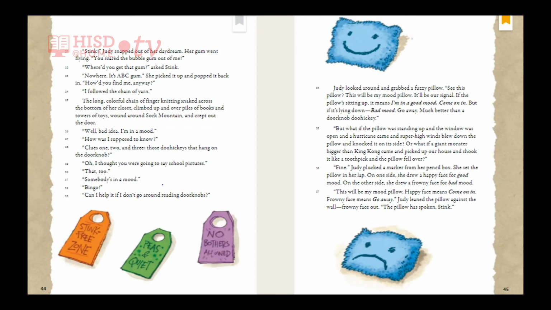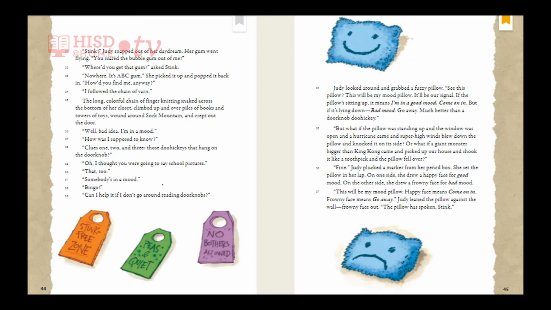"How'd you find me anyway?" "I followed the chain of yarn." The long, colorful chain of finger knitting snaked across the bottom of her closet, climbed up and over the piles of books and towers of toys, wound around Sock Mountain, and crept out the door.